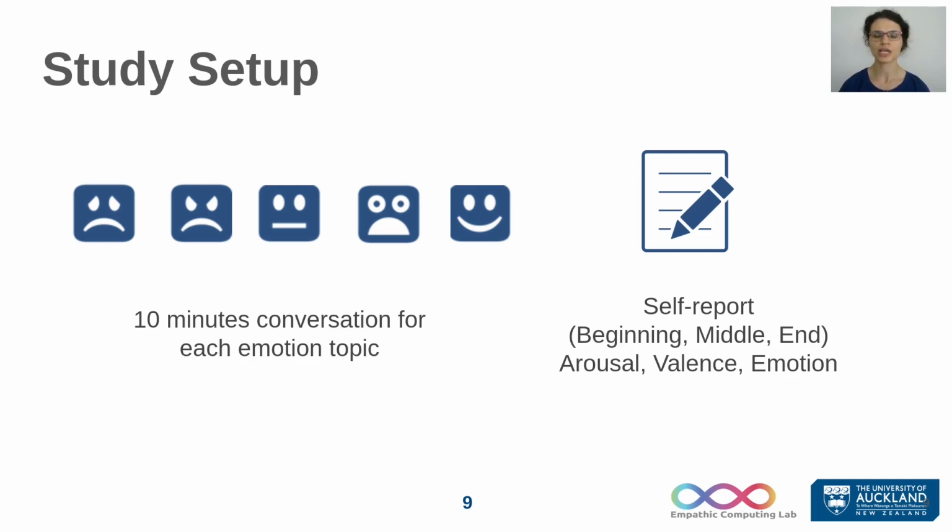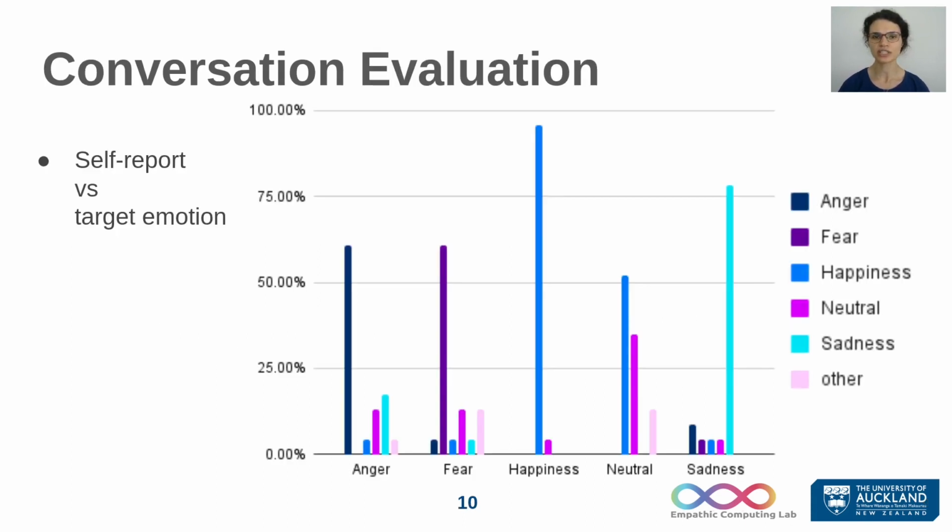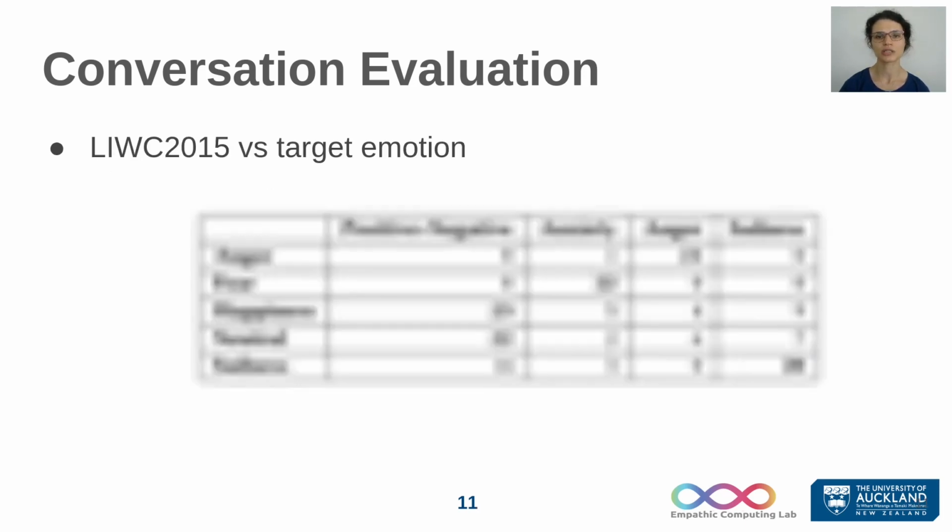After the experiment, we asked participants to listen to some parts of their conversations and report their emotional state for the beginning, middle, and end of their conversations based on basic emotions, arousal, and valence levels. To evaluate the effectiveness of conversations in inducing emotions, we compared the self-report ratings with the target emotions. You can see most participants, especially for happiness and sadness, reported the target emotions.